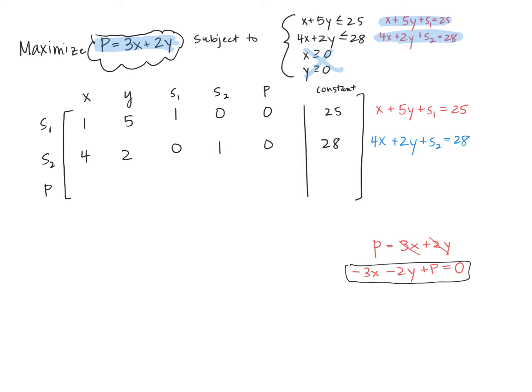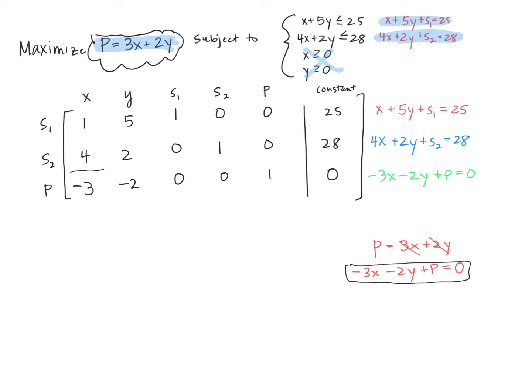And then the last row comes from the function we're trying to maximize. And remember, we rewrote that as negative 3x minus 2y plus p is equal to 0. So we have an x, that's a negative 3x. So we put negative 3 in the x column. We have the negative 2y, so negative 2 goes in the y column. No slack 1, so 0. No slack 2, 0. We do have the p here, 1p, so it's a 1. And then the constant is 0.